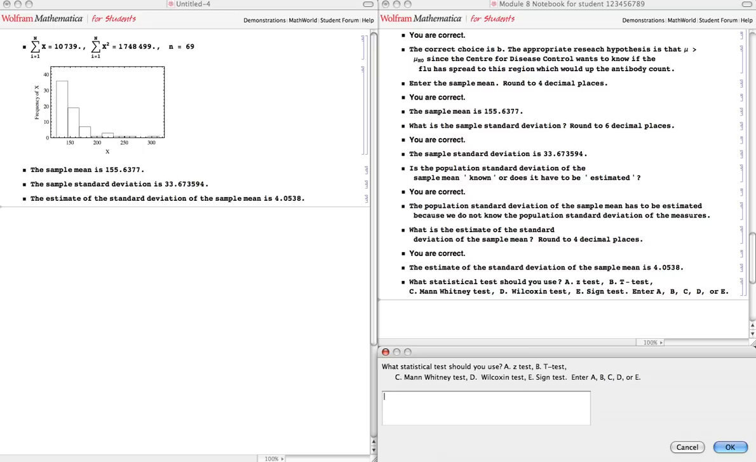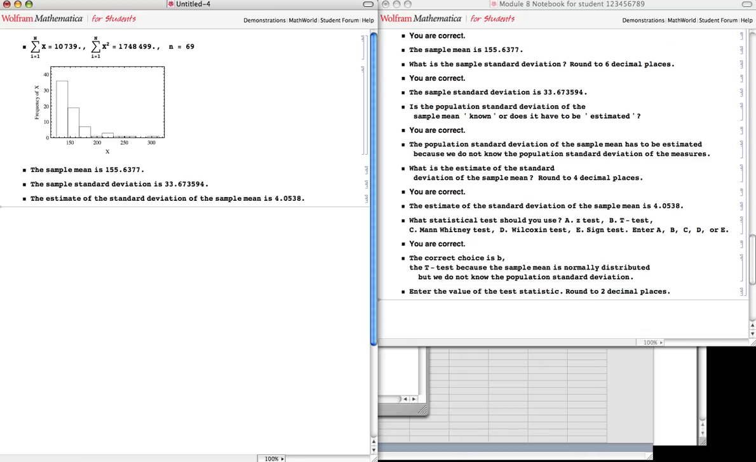Okay, what statistical test should you use? A Z-test, t-test, Mann-Whitney test, Wilcoxon test, sign test, and these are the only options. In this case, you have continuous data, and you know that the sample mean is normally distributed because the number of scores in your sample is high enough, but you don't know sigma, so you can't do a Z-test, but you can do a t-test in this single group design. So B is the correct answer.